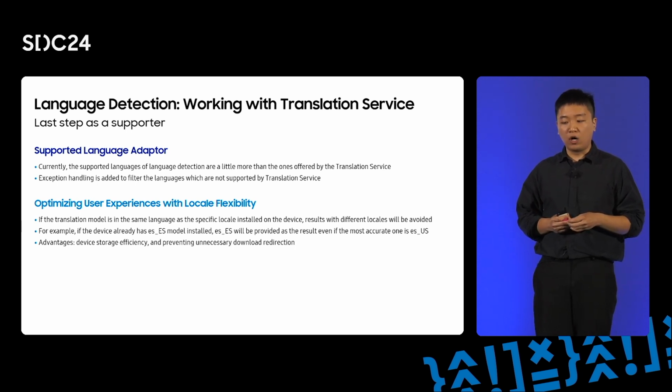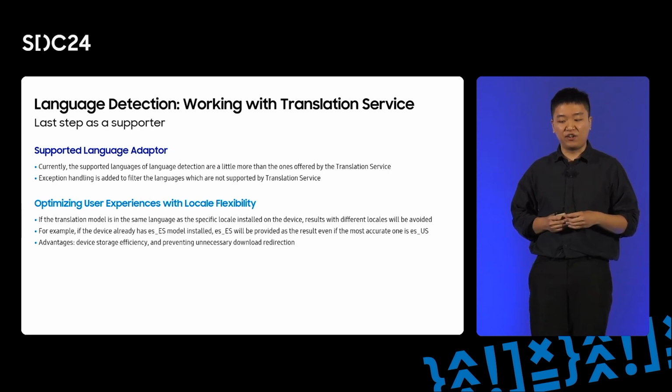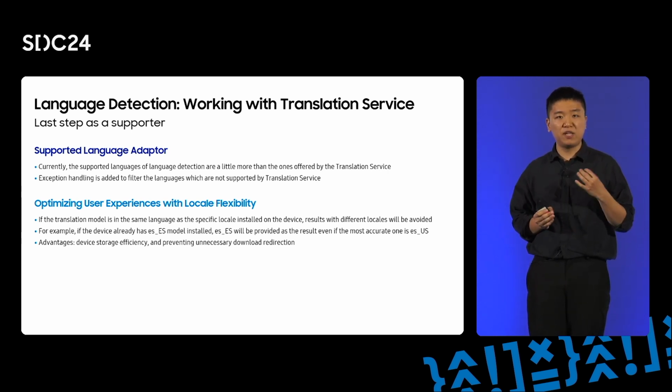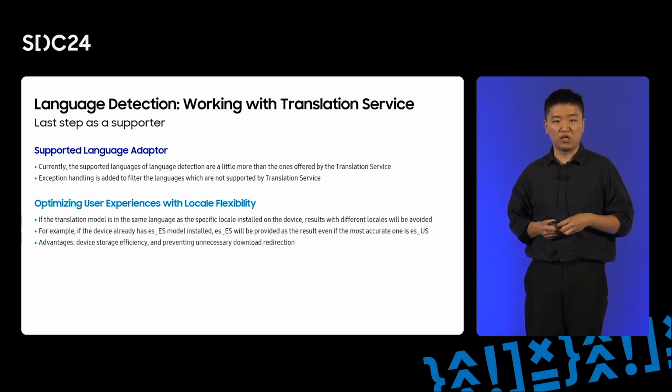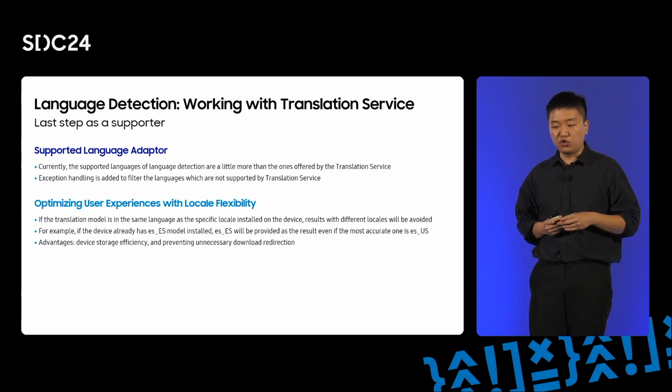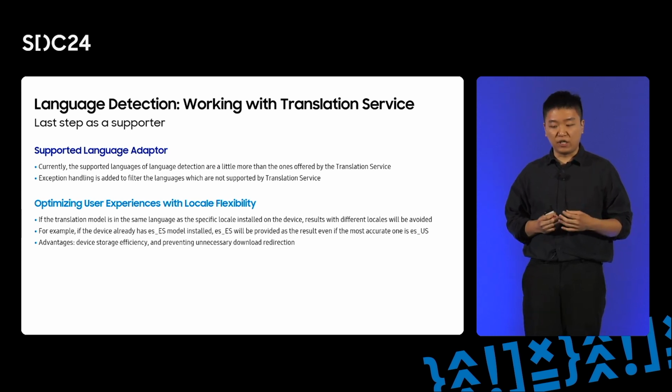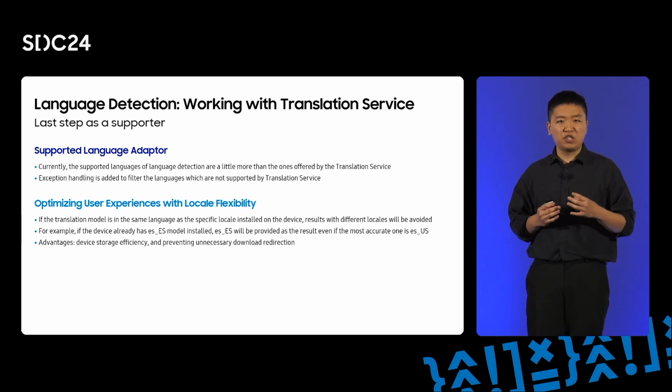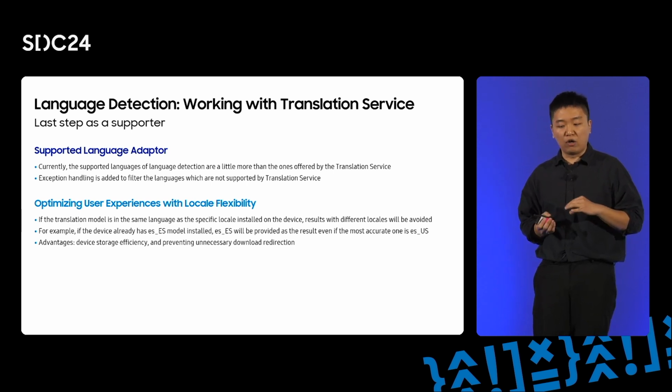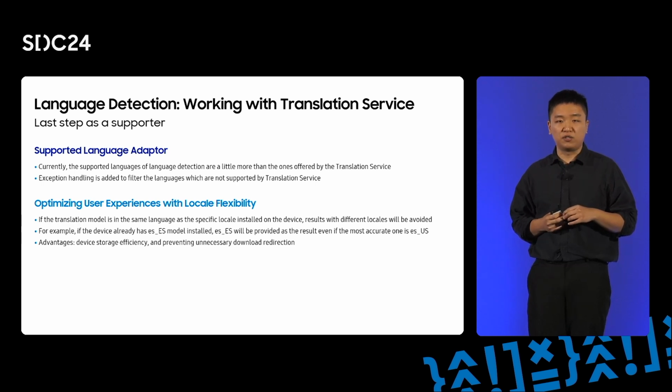Here we have an example for locale flexibility. When the language detection module finds that a translation service in the same language of some locale is already installed on the device, it will try to return the installed locale as the identification result. The reason that we take this strategy is that the performance of the translation models in the same language is quite similar, and with this scenario applied, the efficiency of device storage can be improved. Users can have better experiences without being redirected to any unnecessary download pages.